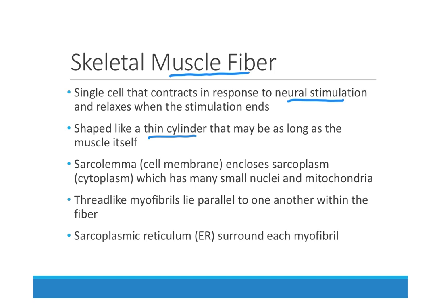Muscle cells have some unique words for their parts. The cell membrane is called the sarcolemma, and the cytoplasm is the sarcoplasm. And in any individual muscle fiber, you often have many nuclei. It's a multinucleated cell, and of course, many, many mitochondria to provide the energy needed for contraction. Within that muscle fiber, we have these myofibrils, which are like little threads that lie parallel to each other within that fiber. And then around each myofibril, we have the sarcoplasmic reticulum, which is the word for the endoplasmic reticulum when you're talking about muscle cells.